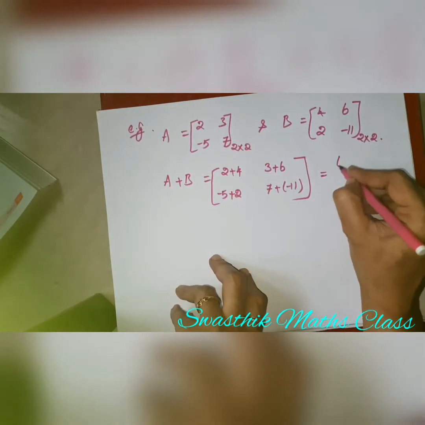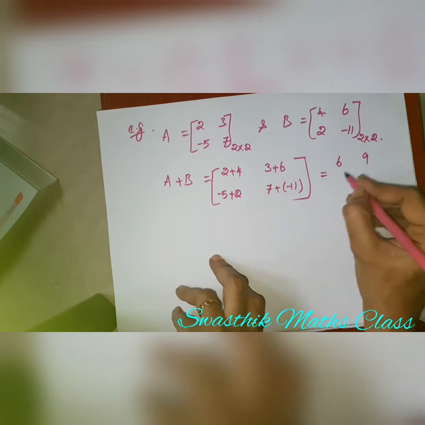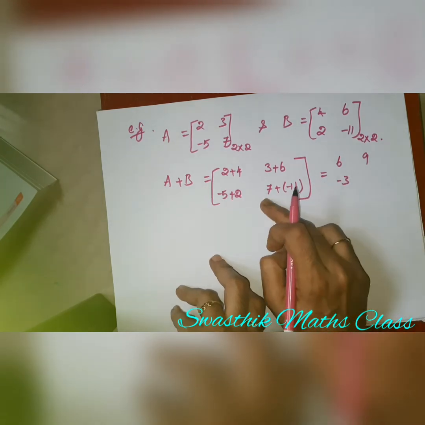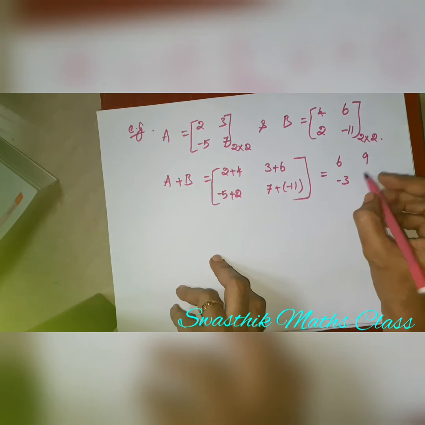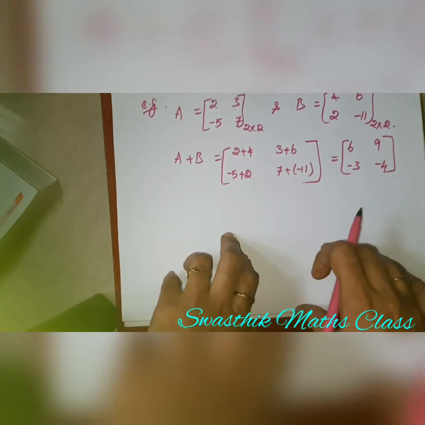2 plus 4 is equal to 6. 3 plus 6 is equal to 9. And minus 5 plus 2 becomes minus 3. And 7 minus 11 becomes minus 4. So this is the required matrix A plus B.